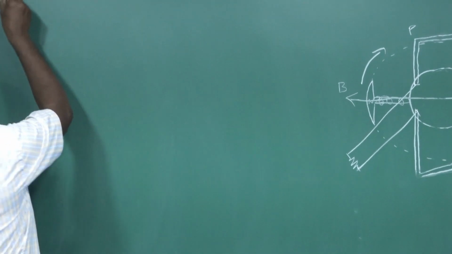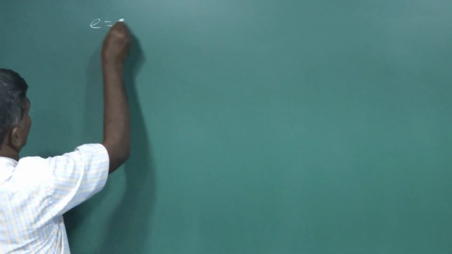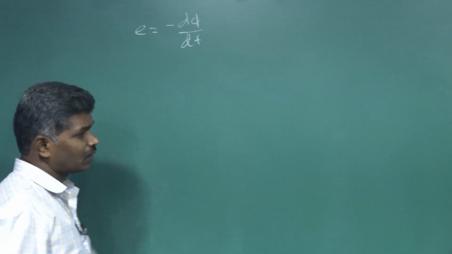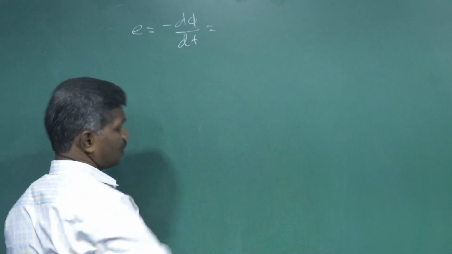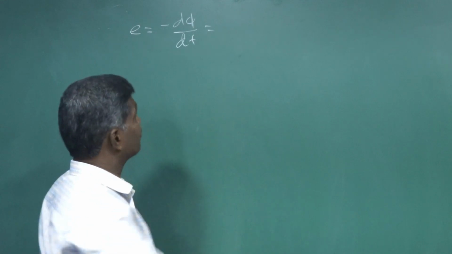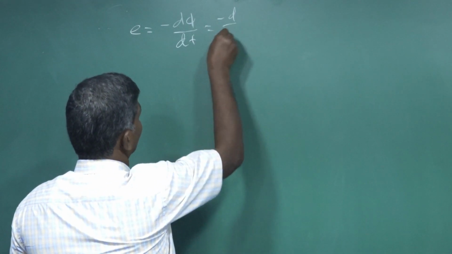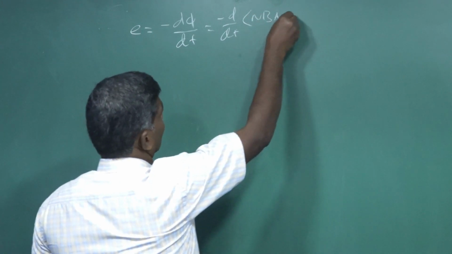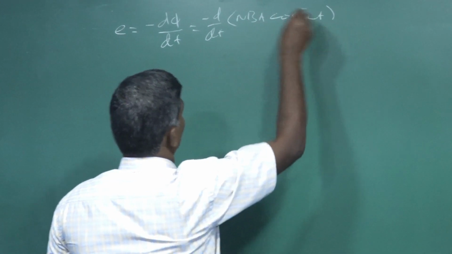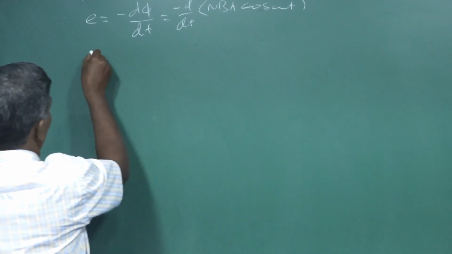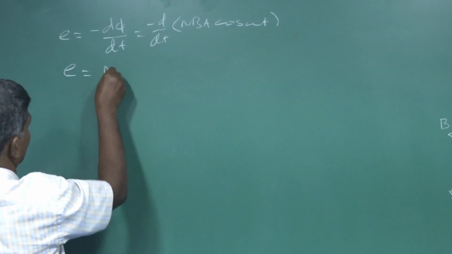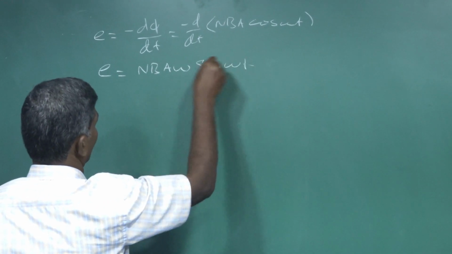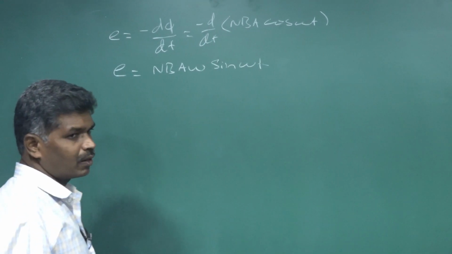What does that induced EMF formula mean? E is equal to minus dΦ by dt. We know the flux equation, so we substitute it. If it has N number of turns, we can take E equals minus d by dt of NBA cos ωt. If you differentiate it, we get NBAω sin ωt. Finally, we get this equation.